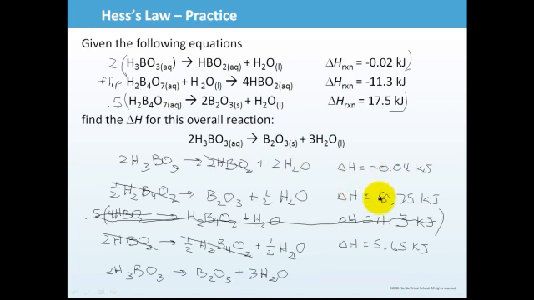So now we just take those 3 delta H's and add them together to get the delta H for the reaction we're looking for. So we've got negative 0.04 plus 8.75 plus 5.65, and that gives us a final answer of 14.36. And again, the units are kilojoules per mole.